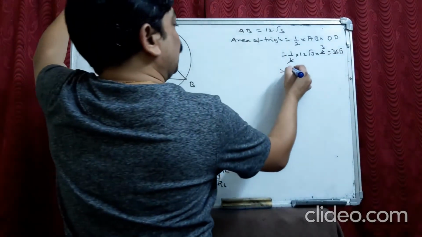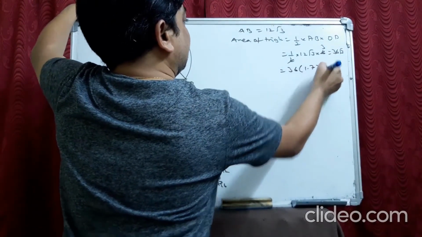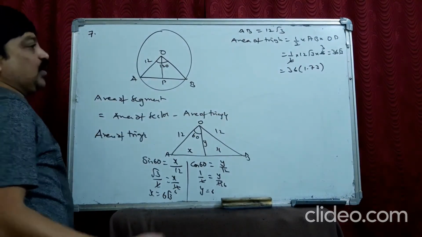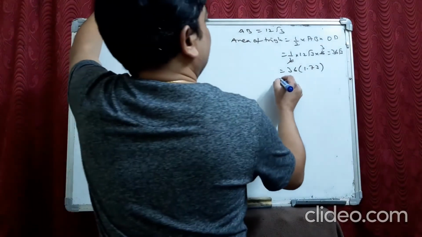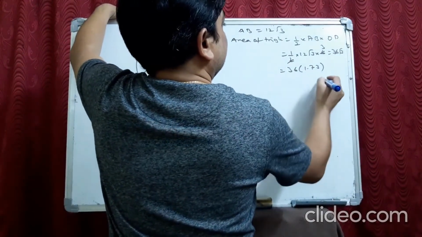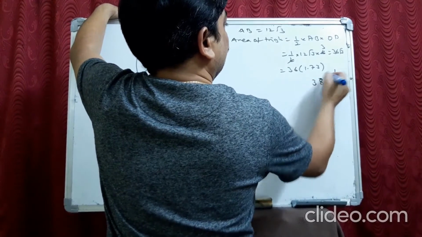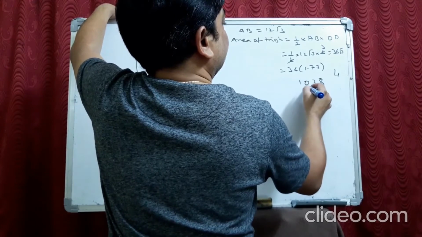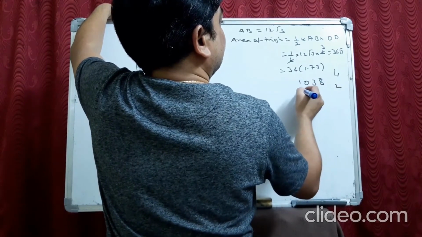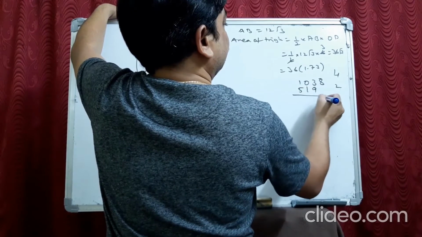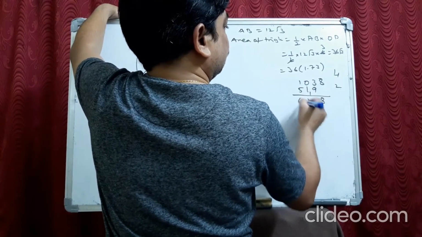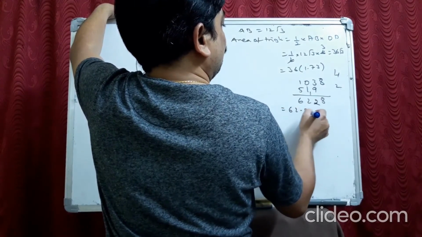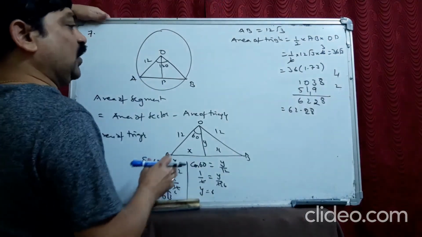Now 36 into root 3, and they told us to take 1.73. So 1.73 into 36. 6 3s are 18, 6 7s are 42. That gives 62.28, the area of the triangle. Now let us substitute.